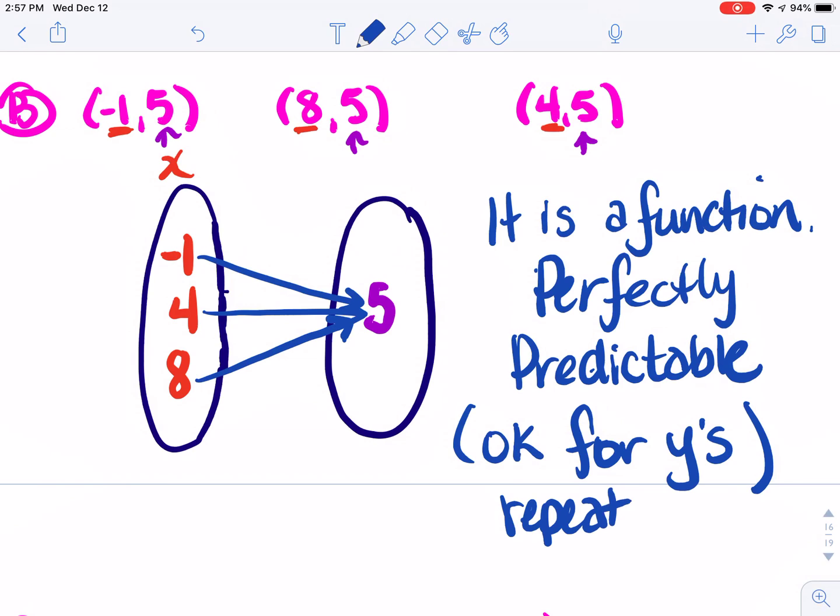This kind of fits with that talk about the drive-in movie, and no matter how many people you had in your car, you all get in for the same price. It's kind of like that same idea in this one, but 5 would be the price. Okay, last set of points that we're going to look at.